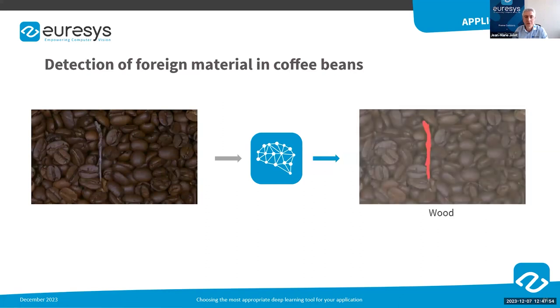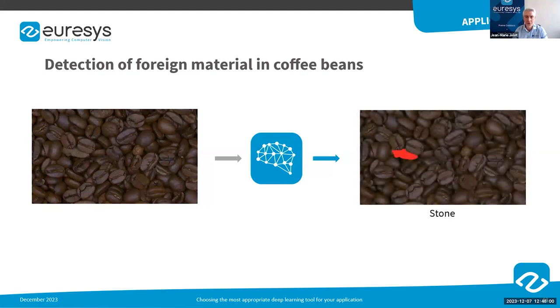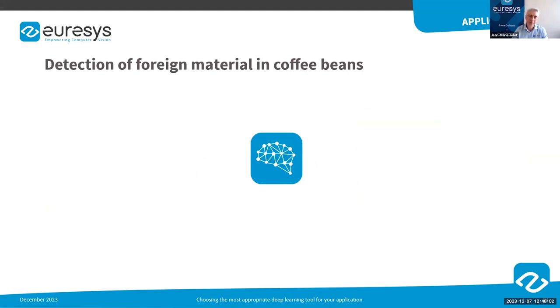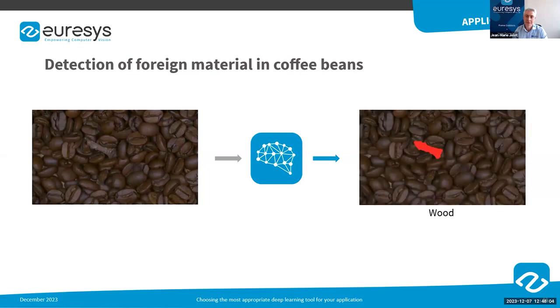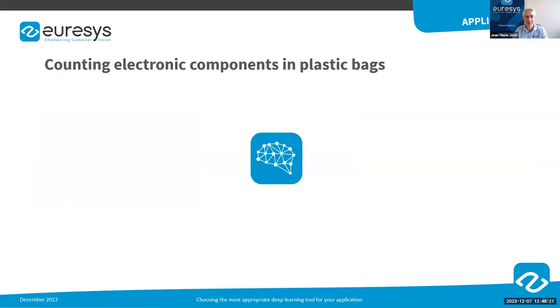The identification of the foreign material is also required to understand at which stage of the process it has been introduced. So therefore, for this application, we need to detect defects, foreign material in this case. Retrieving the position of the foreign material is important, as well as the identification of the material. So for all those reasons, the supervised mode of EasySegment is the most adequate tool for this application.